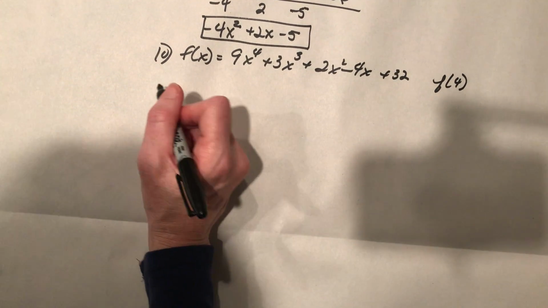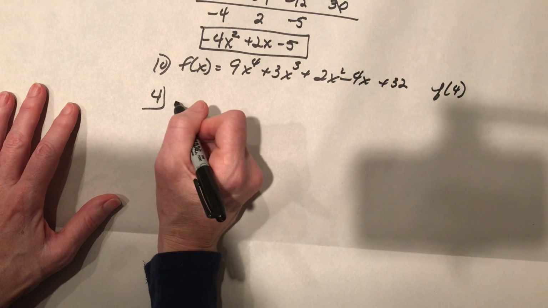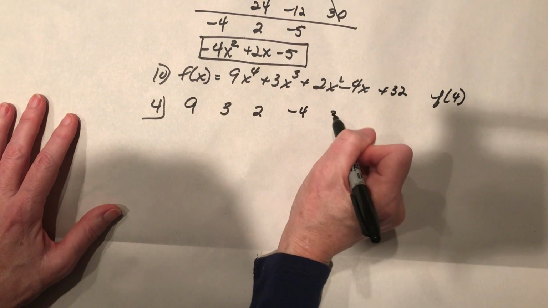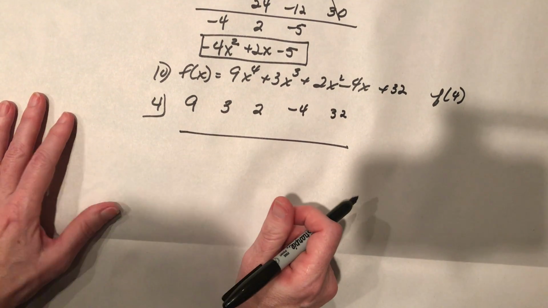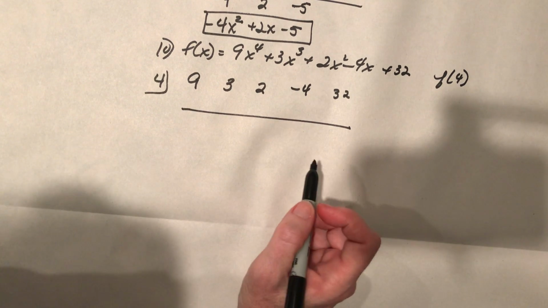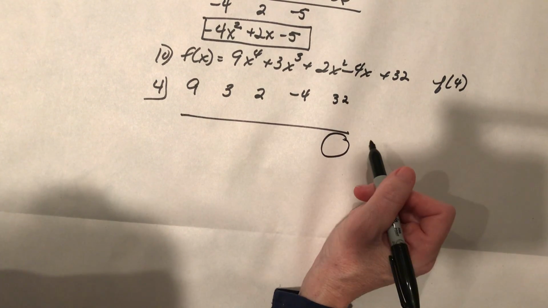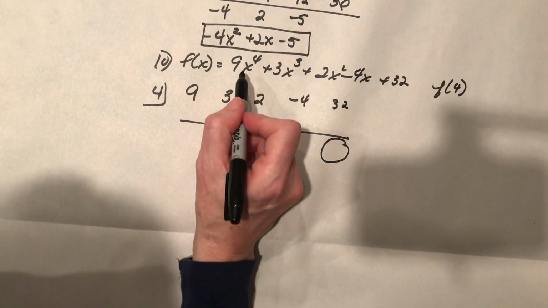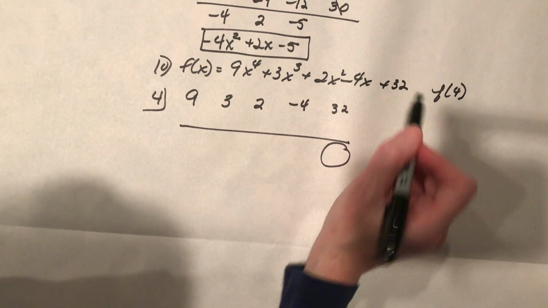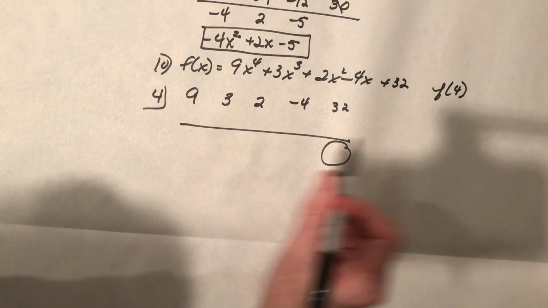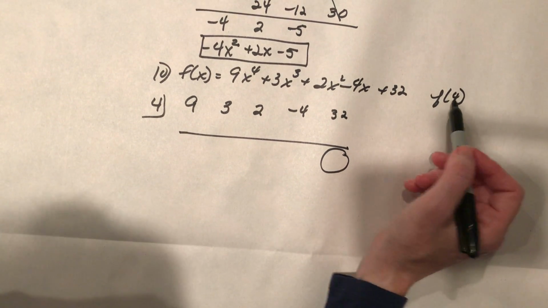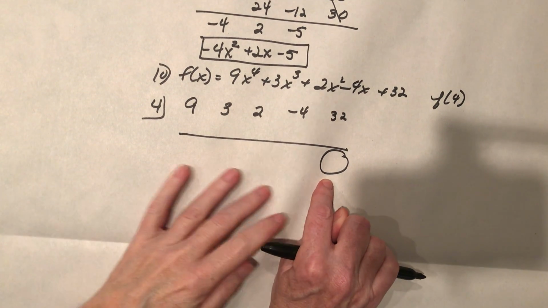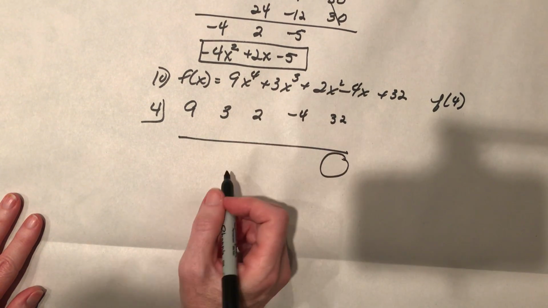That means what we want to do here is synthetic division with 4. 9, 3, 2, negative 4, and 32, just like we have been doing. And remember, what we know is going to happen is that what we get right here for the remainder will be what you get if you plug 4 in for x, plug in 4, plug in 4, plug in 4, and add those all up. So we're going to do this in a sneaky way. We're going to do synthetic division by 4, and that remainder will be the same as what we would get if we plugged a 4 in.